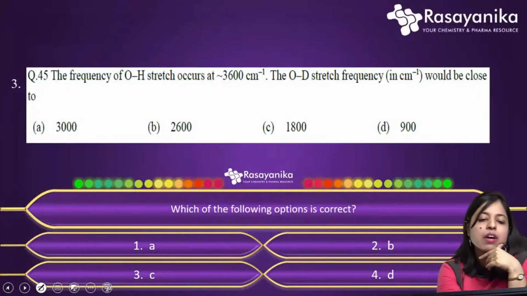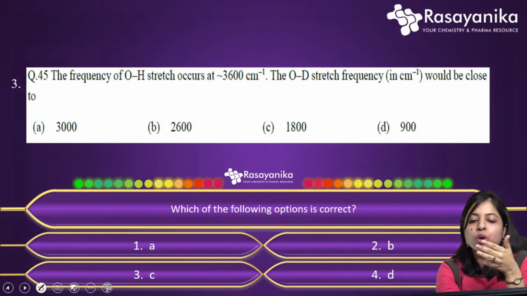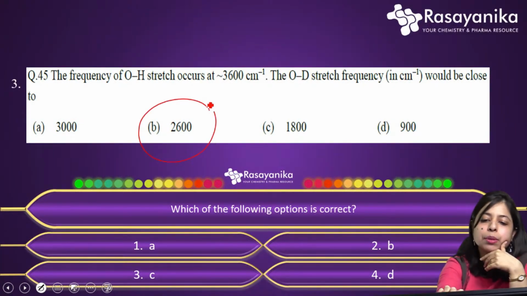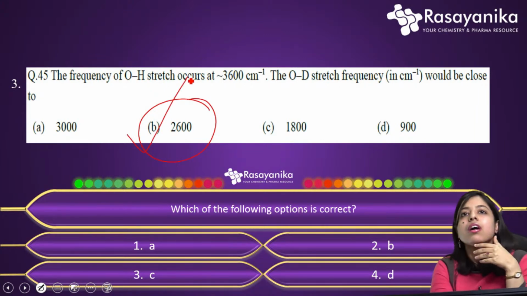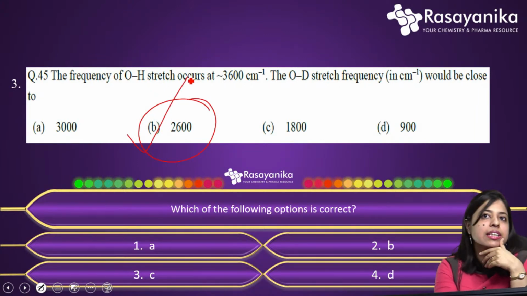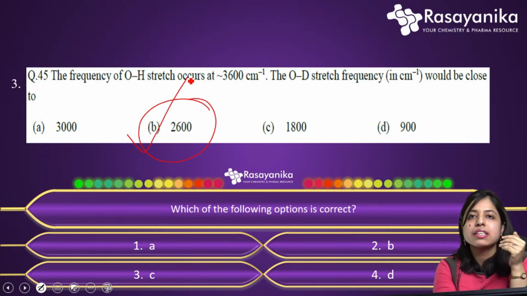So in our options, it's closest to 2600. It's option B, right? Hamad, you are right. That is 2600 centimeter inverse, the stretching frequency.